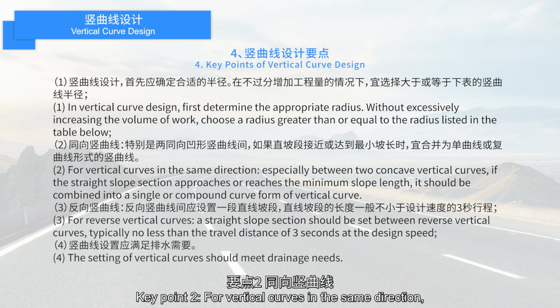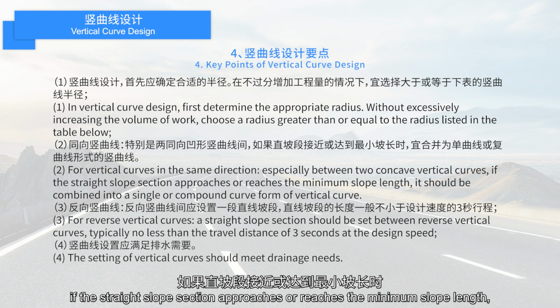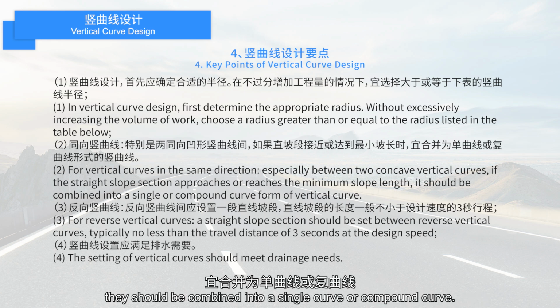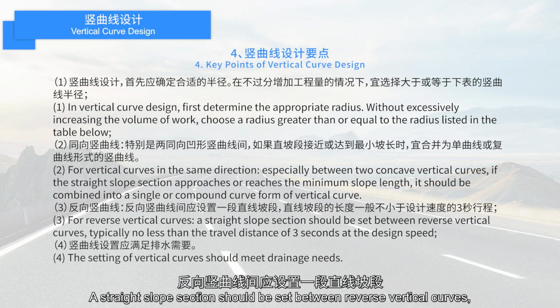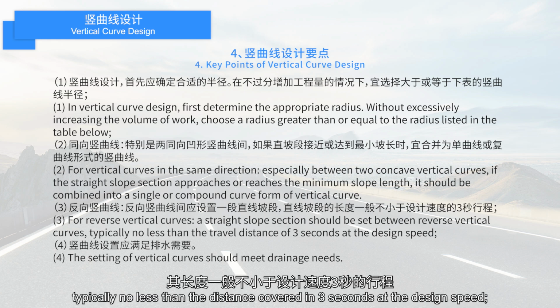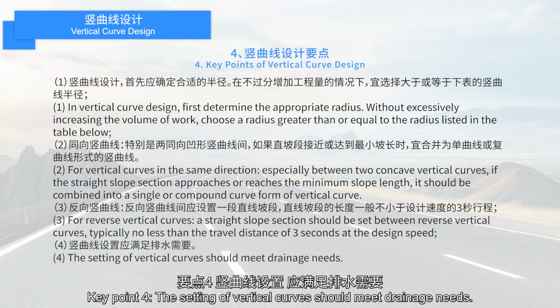Key point 2. For vertical curves in the same direction, especially two concave vertical curves, if the straight slope section approaches or reaches the minimum slope length, they should be combined into a single curve or compound curve. Key point 3. A straight slope section should be set between reverse vertical curves, typically no less than the distance covered in 3 seconds at the design speed. Key point 4. The setting of vertical curves should meet drainage needs.